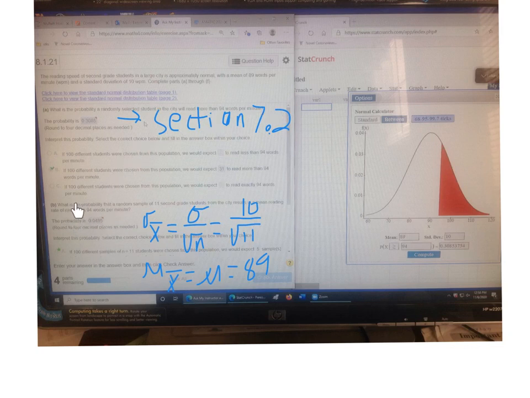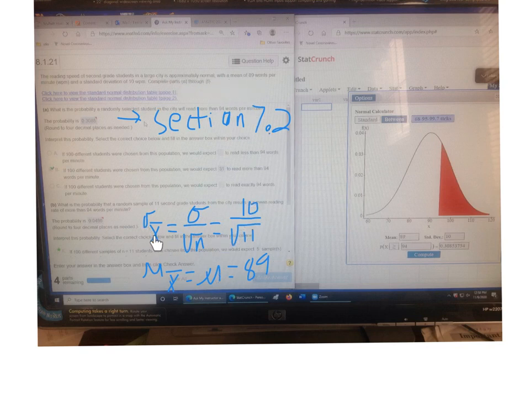Now, what is the probability that a random sample of 11 second graders from the city results in a mean rate of more than 94? So here we're taking a random sample of size 11. Well, that relates to this new stuff. And the mean of the sample is the same as the mean of the population. So that's 89, which was given up there.